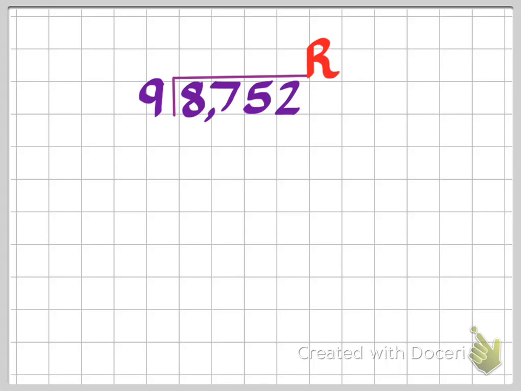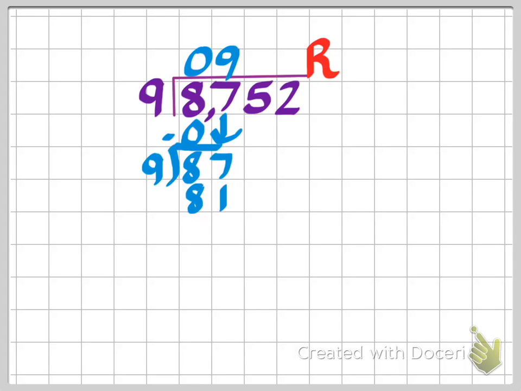Alright, so the first thing you need to do is ask yourself, how many times does 9 go into 8? And that is 0 times. And then you say 0 times 9 is 0. 8 take away 0 is 8. And then hopefully you brought down the 7. And you do it all over again. So you say, how many times does 9 go into 87? And that would be 9 times. 9 times 9 is 81.